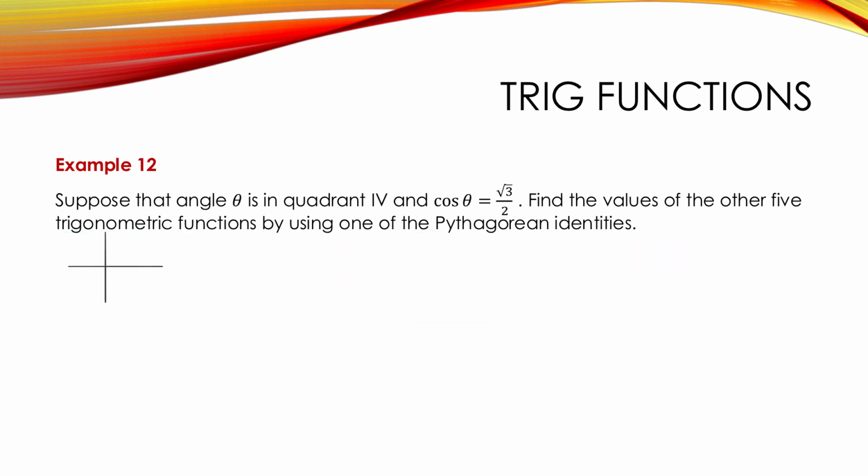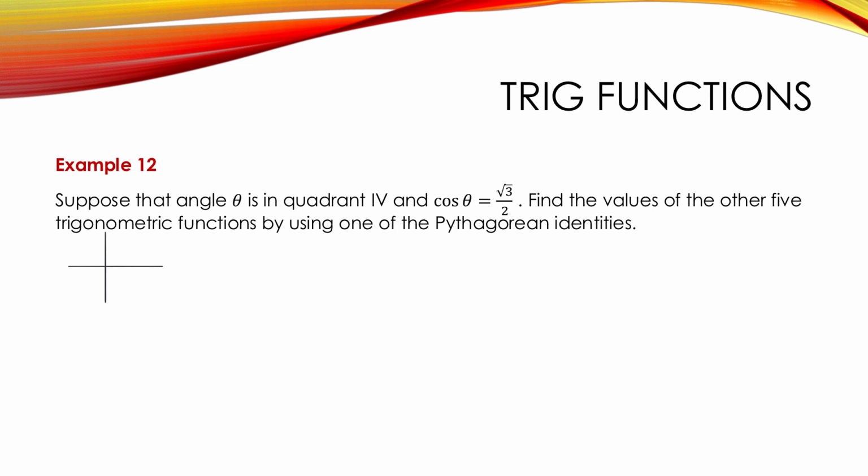For example 12, I said, suppose that angle theta is in quadrant 4 and the cosine of theta is root 3 over 2. So if we remember, in quadrant 4, only cosine and secant are positive. So if you want to use the Pythagorean theorems to just solve for your different functions, you can.